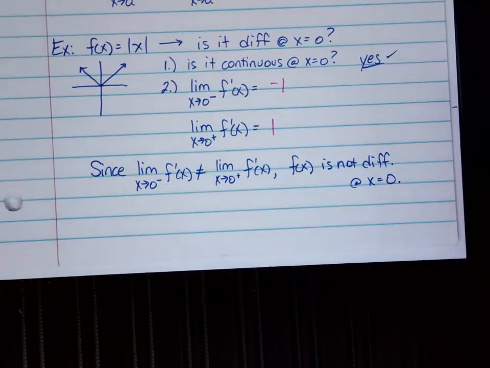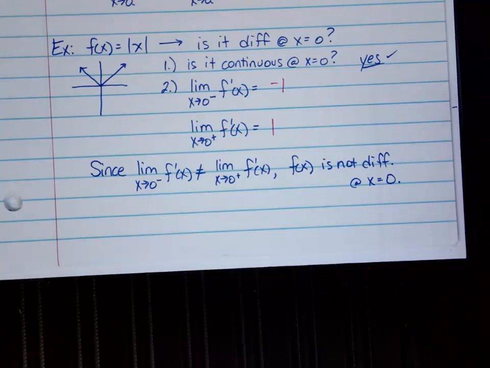So since the limit from the left of the derivative is not the same as the limit from the right of the derivative, it's not differentiable at 0. Okay? Now think of it this way too. Differentiable means that you can draw a single unique tangent line at the point in question.